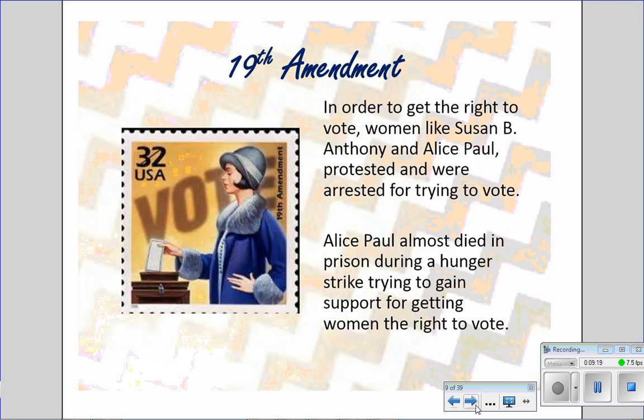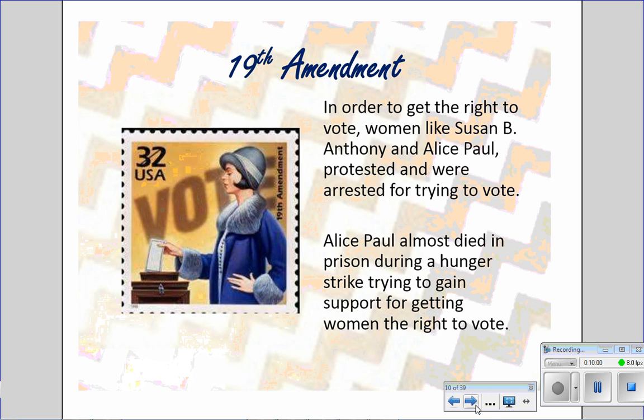All right, so now the 19th Amendment. The 19th Amendment is what gave women the right to vote. So now we're looking at the section that says women. In order to get the right to vote, women like Susan B. Anthony and Alice Paul protested and were arrested for trying to vote. Just for trying to vote, they were arrested, but they so wanted to have an equal say in the government and to participate in democracy that they dedicated their lives to this. In fact, Alice Paul almost died in prison during a hunger strike trying to gain support for getting women the right to vote. She was arrested trying to vote.